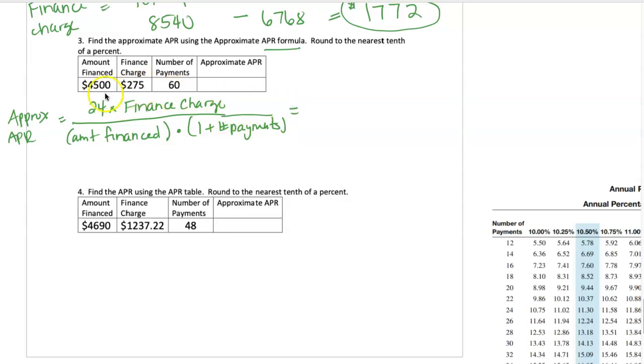So let's work on the numerator first. 24 times, and the finance charge was given to us as $275. And in the denominator, the amount financed was $4,500. And then 1 plus the number of payments, I'm going to go ahead and simplify that. If the number of payments was 60, 1 plus the number of payments would be 61.